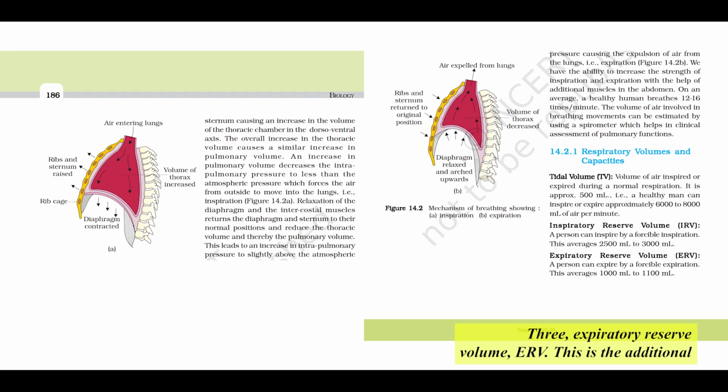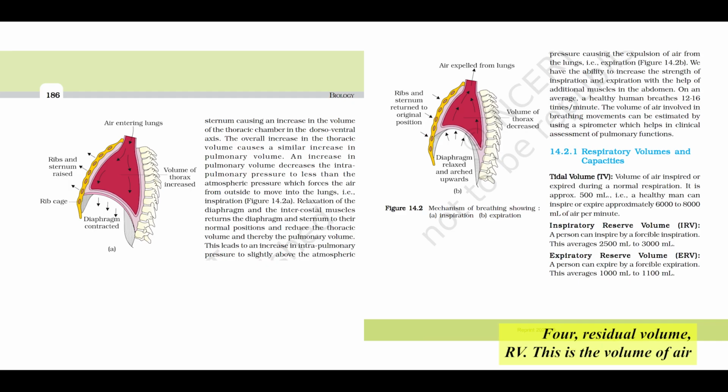3, expiratory reserve volume, ERV. This is the additional volume of air you can forcibly exhale after a normal tidal expiration. Breathe out normally, then push out as much extra air as you can. That's ERV. This typically averages around 1,000 milliliters to 1,100 milliliters.